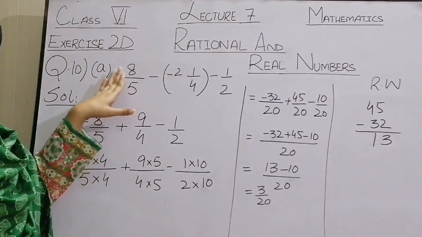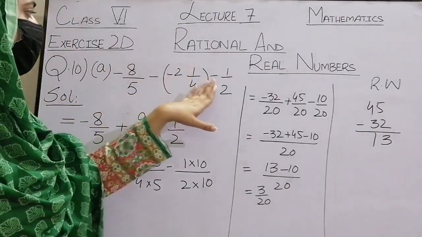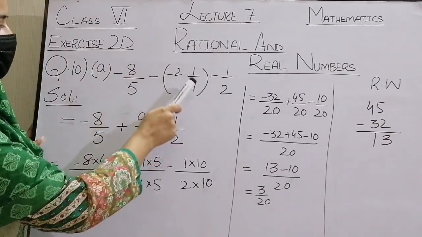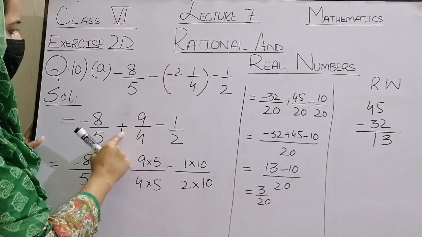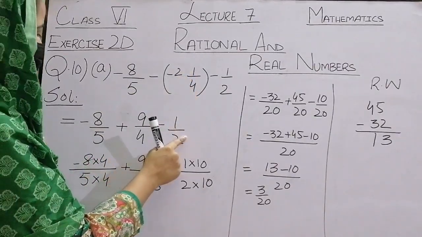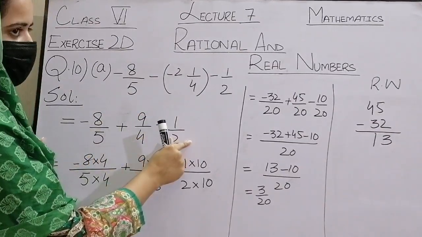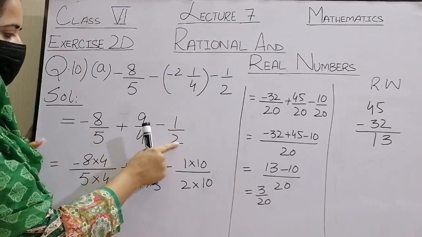Number 10 part A is minus 8 by 5 minus bracket minus 2 whole 1 by 4 minus 1 by 2. Solve the bracket first and the mixed fraction. Minus minus is plus, 4 2s are 8, 8 plus 1 is 9 by 4 minus 1 by 2. Whenever we add or subtract fractions, we have to make the denominator same first.